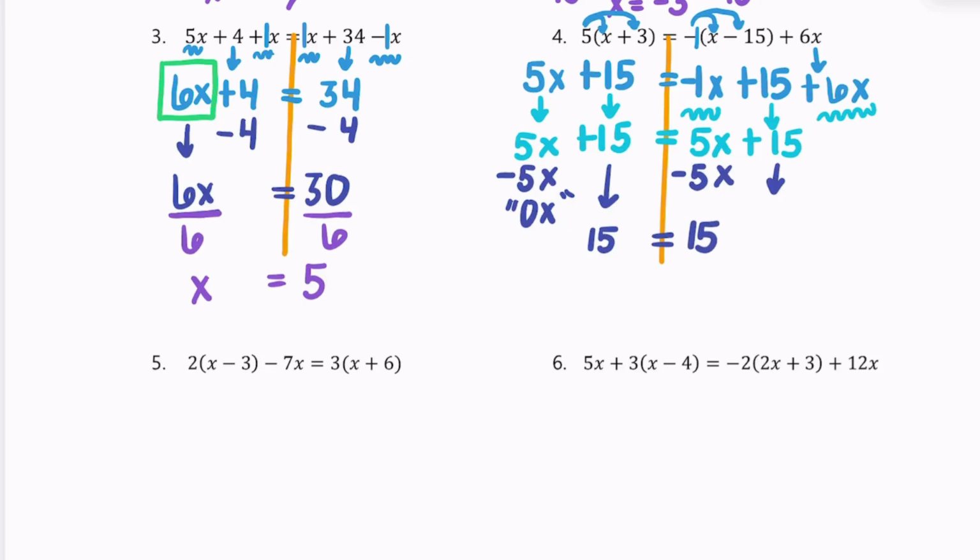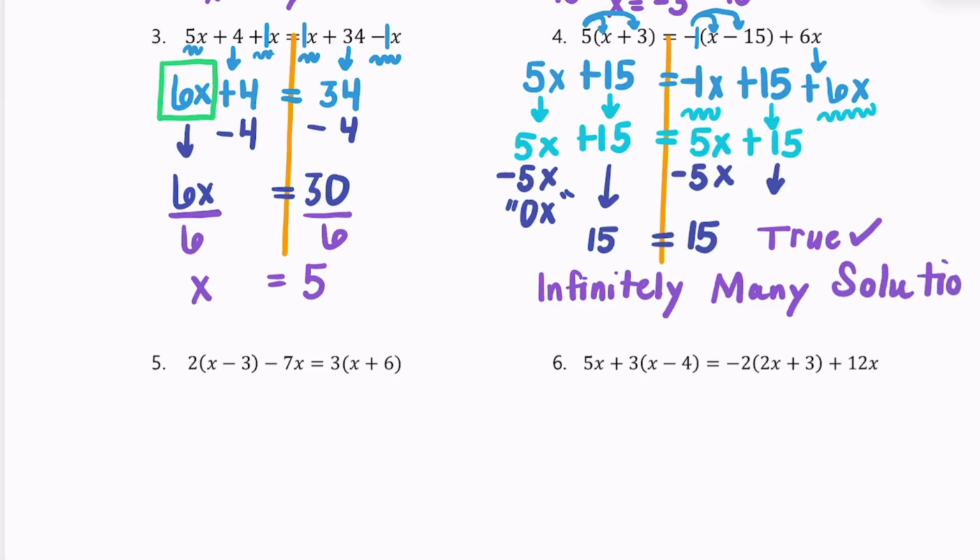So remember, when we don't have a variable to solve for, we go into the concept of, okay, is this a true statement or is this a false statement? So I don't have an x to isolate here, but I have an equation. It says 15 equals 15, and that is true. And when you do have a true statement, that means that we have infinitely many solutions. Or you might see people say your values of x can be all real numbers.